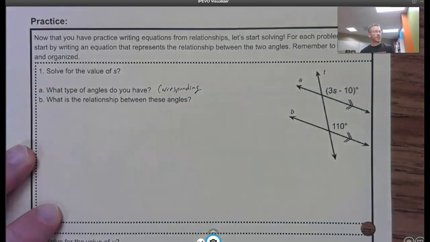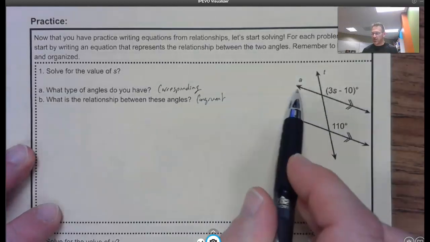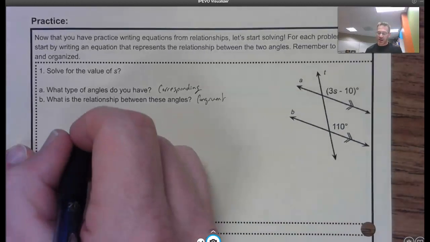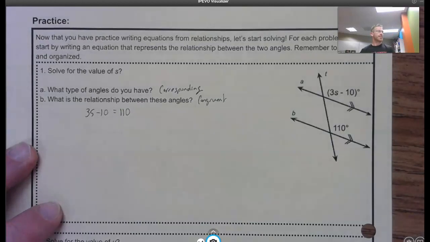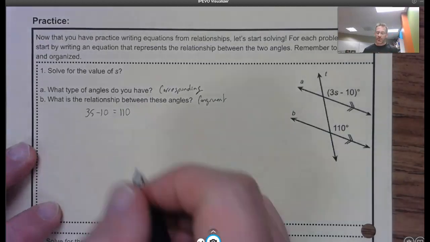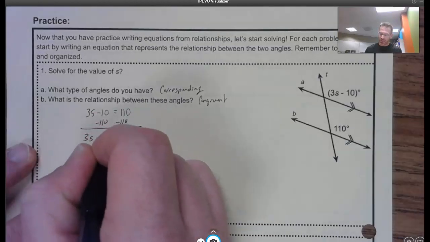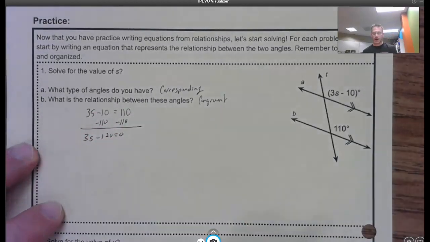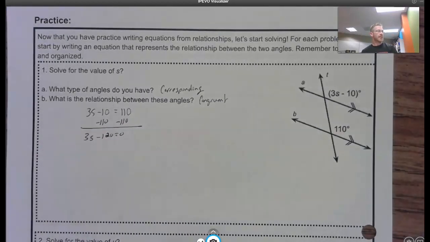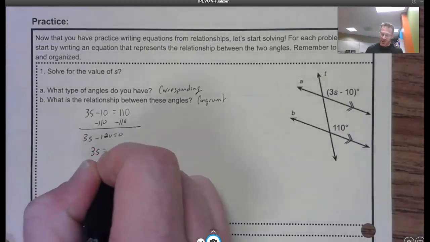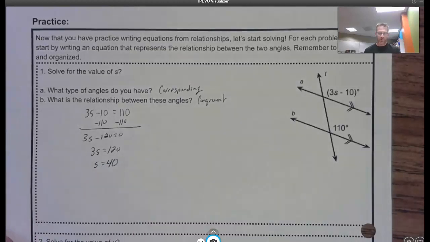And then what is the relationship between these angles? They have to be congruent, because we have parallel lines. So that means that 3s minus 10 equals 110. And then once again, we just get into that solving process, subtract 110 from both sides. So 3s minus 120 is equal to 0. 120 minus 120 is equal to 0. So that means 3s is equal to 120, divided by 3, and that means s is equal to 40.